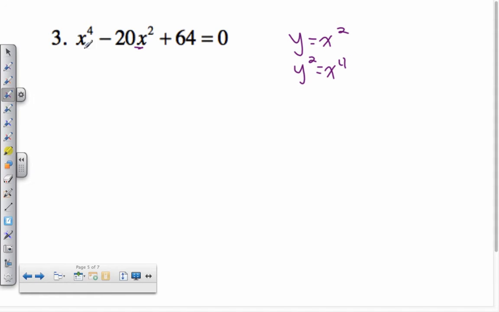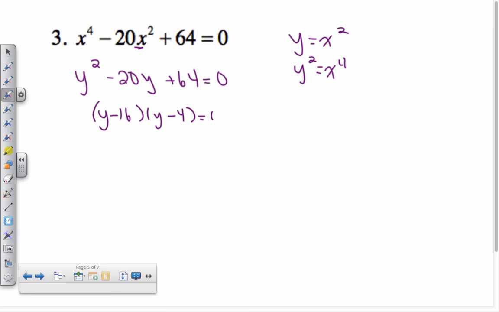So that means that over here, I can write this as y squared minus 20y plus 64 is equal to 0. And then check to see if that's factorable. This one is indeed factorable. Factors of 64 that add up to negative 20 are negative 16 and negative 4. And so you're going to write y minus 16, y minus 4 is equal to 0. And so you get y is equal to 16 and y is equal to 4. That part is not new, because you're used to this one.